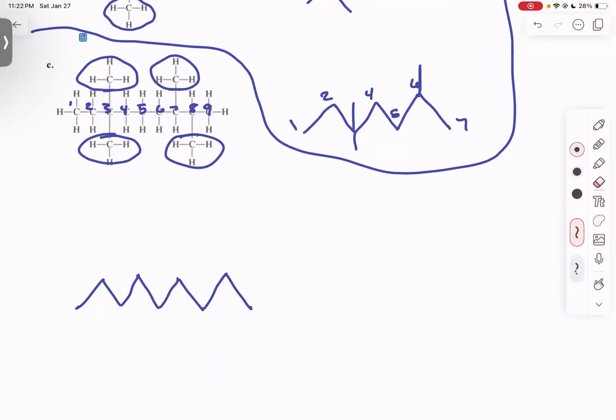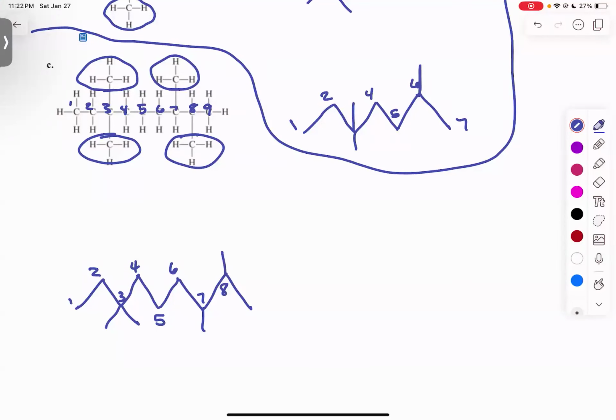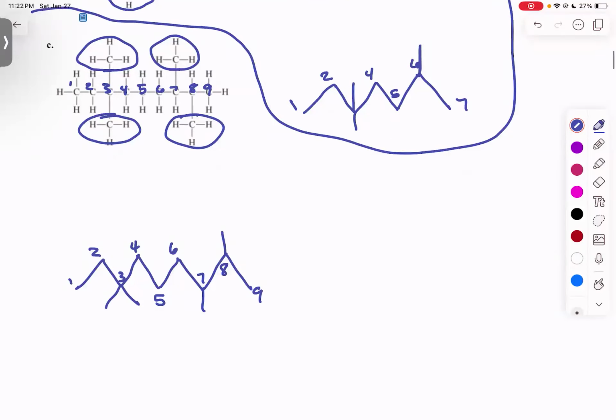Okay. So we have our 9. So coming off of 3, 1, 2, 3, we have 2 methyl groups. So I'm going to give 3 2 methyl groups. 4, 5, 6. Now coming off of 7, we have a methyl group. Coming off of 8, we have a methyl group, and 9. And that's all you have to do. And then just don't forget to erase your numbers. No big deal. All right.